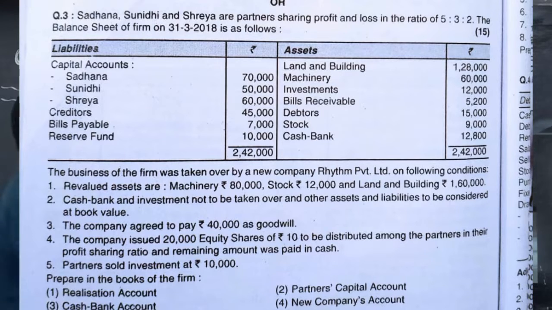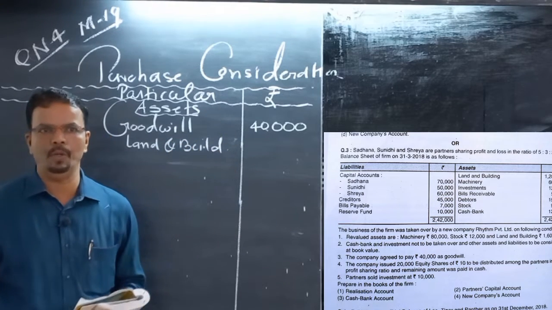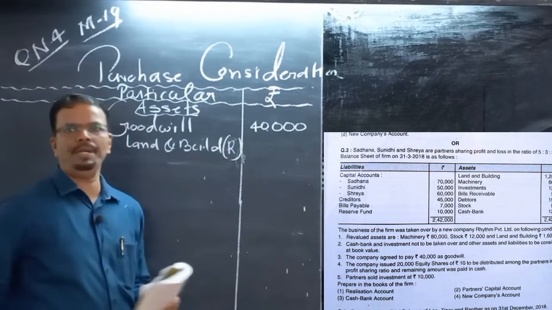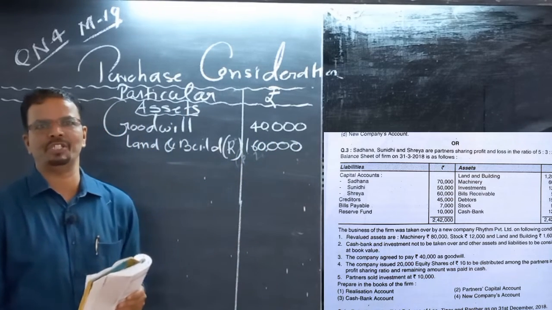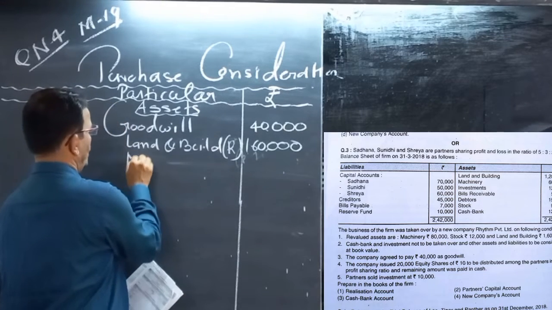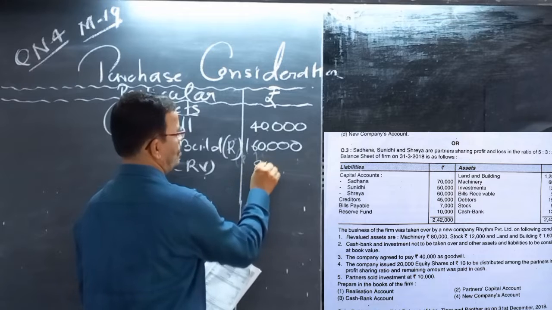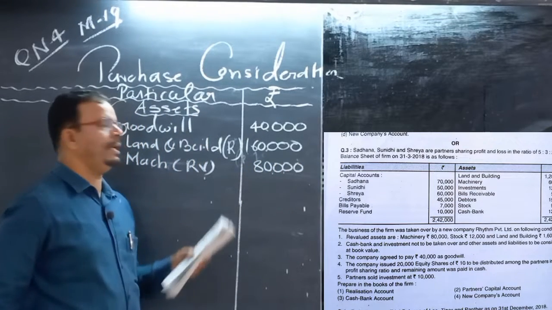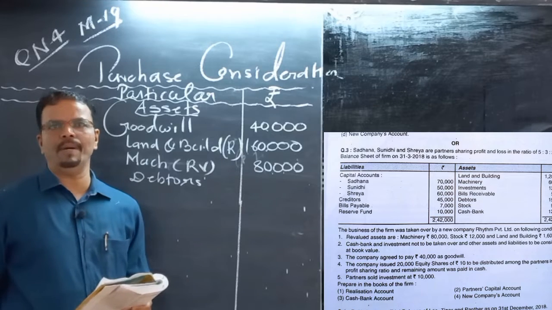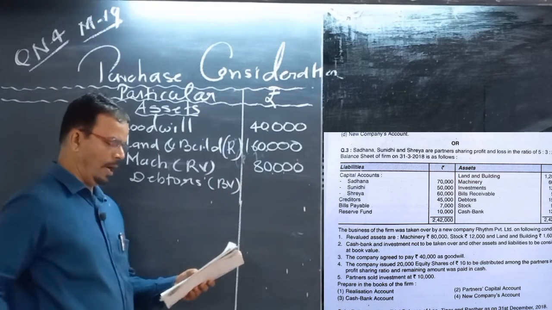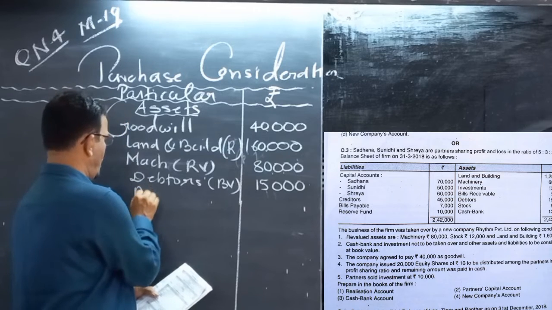Second, land and building. We have the old value and we have the revalue, so we will take R, which means revalue. How much revalue is given? 1,60,000. After that, machinery. Machinery has an old value and a revalue. How much revalue is given? 80,000. R means revalue. After that, debtors. D for debtors. Debtors' revalue is not given, so we will take BV, book value. How much book value is given? 15,000.